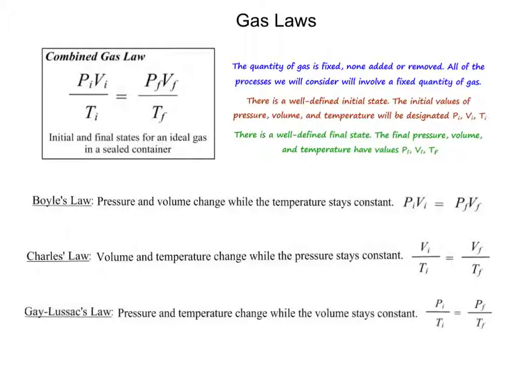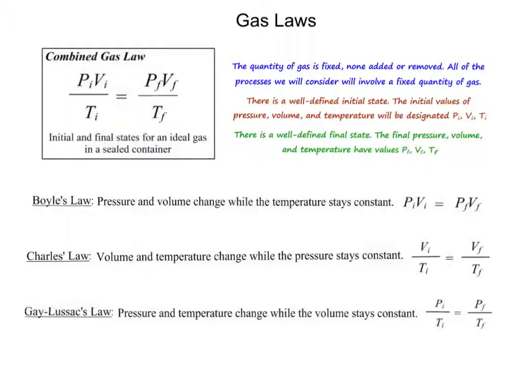In Boyle's law, the pressure and volume change while the temperature stays constant. With Charles' law, the volume and temperature change while the pressure stays constant. And in Gay-Lussac's law, pressure and temperature change while the volume stays constant. These three gas laws can be put together into what we call the combined gas law.